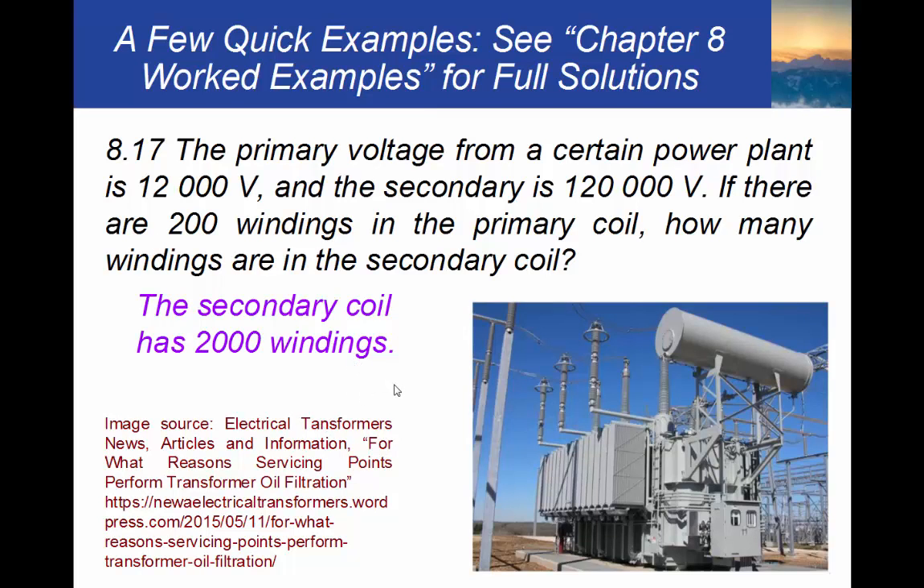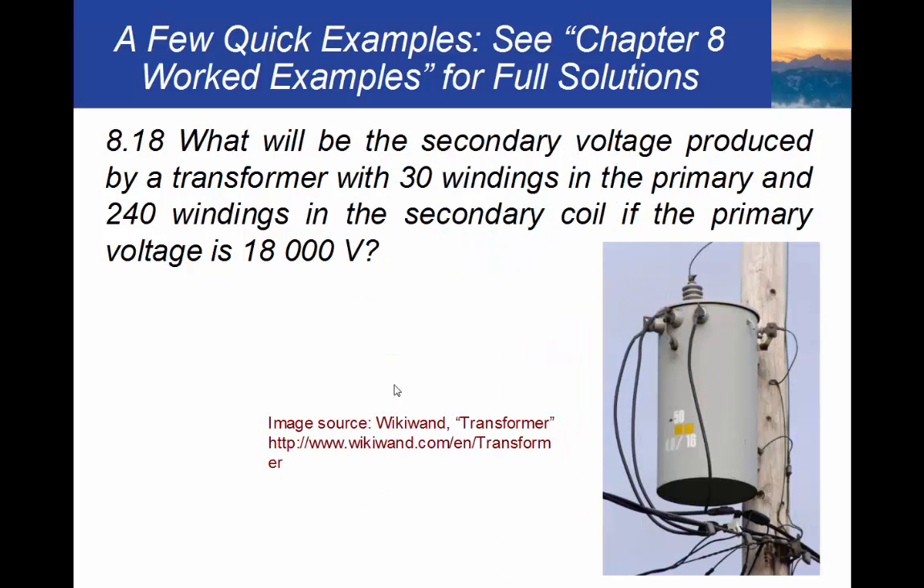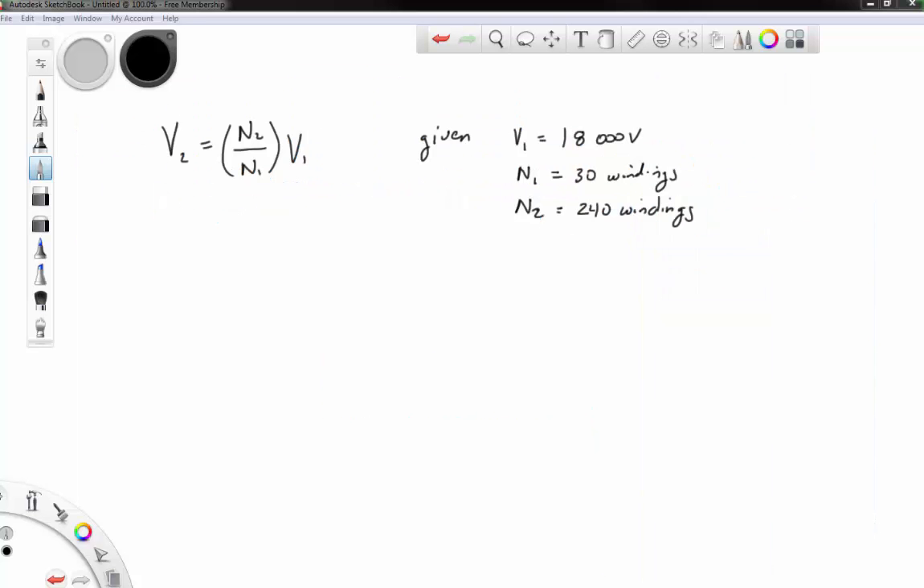Alright, so that's our first transformers question. Let's look at another one. In this other one, the secondary voltage is going to be produced by a transformer with 30 windings in the primary and 240 in the secondary, and the primary is 18,000 volts. We want to know, what is this secondary voltage going to be?